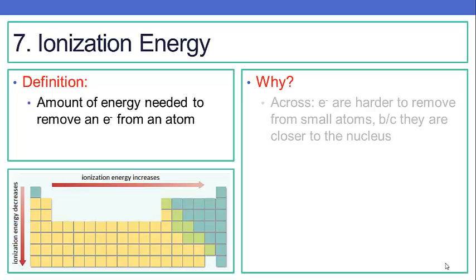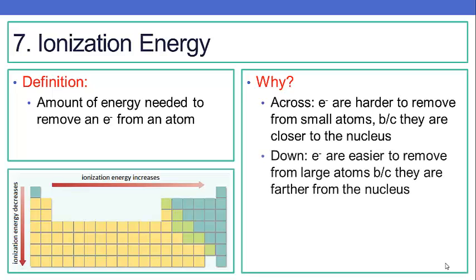As we go across, the electrons are harder to remove from small atoms because they are held closer to the nucleus. So we see that nuclear charge increasing. The nucleus is more and more positive as we add protons. So the electrons are more attracted, they move in closer, and it's going to be harder to pull away, to remove one of those electrons. So ionization energy is going to increase as we go across.